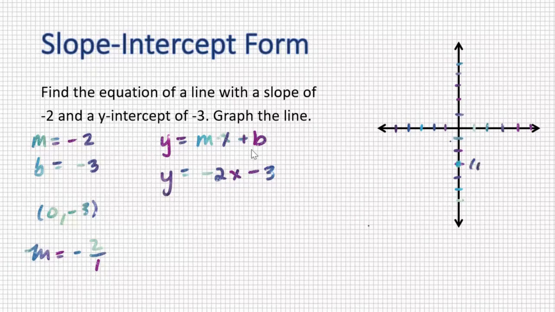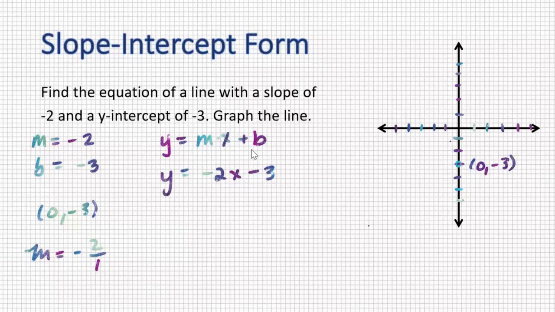So there's our point, (0, -3). It's where we cross the y-axis. It's the y-intercept. Now we'll use our slope to find one more point. Because we know we have a straight line, we're told we have a straight line, we know that we only need one other point in order to graph it. So we'll use the slope, rise over run, to find that second point.